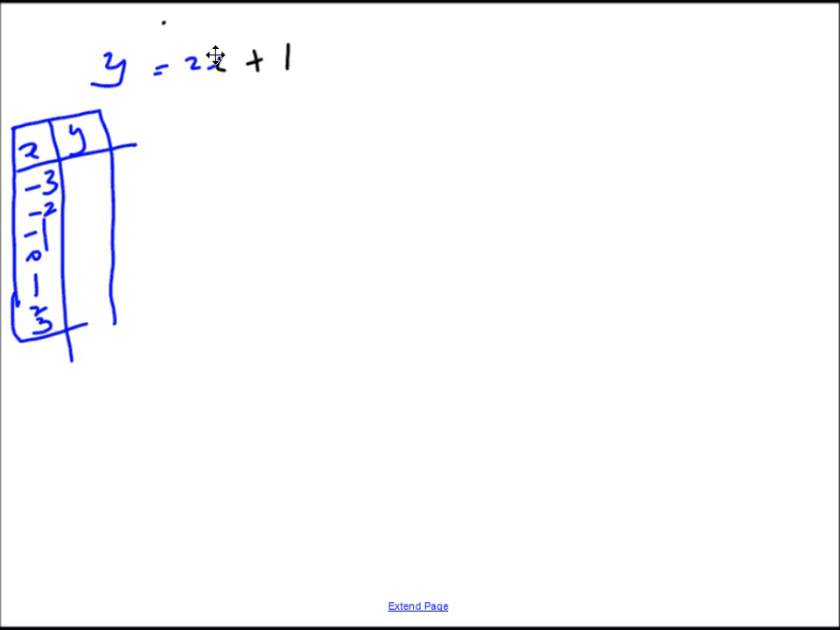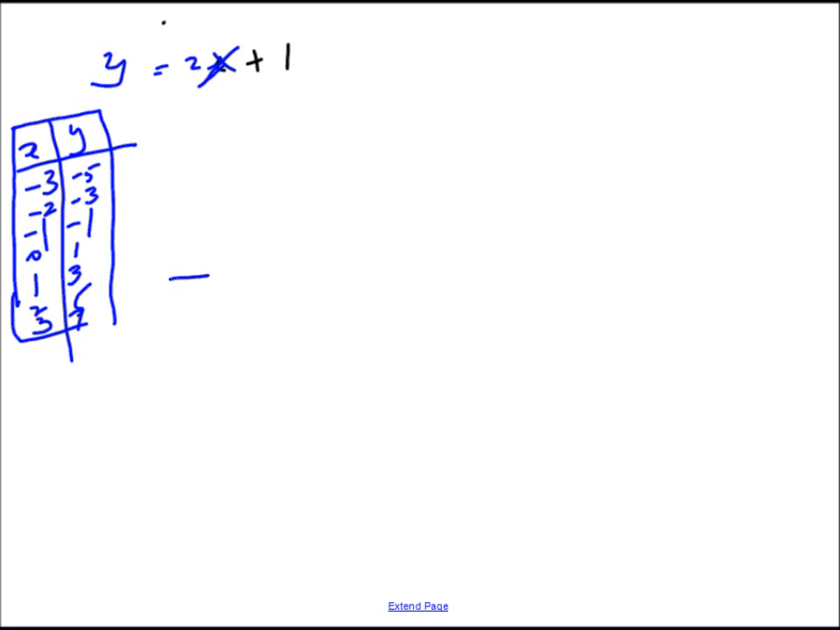So let's plug this into 2x plus 1. That's our y or f of x. So when I plug in -3 into this, it will be -6 plus 1, which is -5. So I'll fill these values for you for now. You just have to plug in x value into this equation and write the corresponding y value. These are the values that I get.